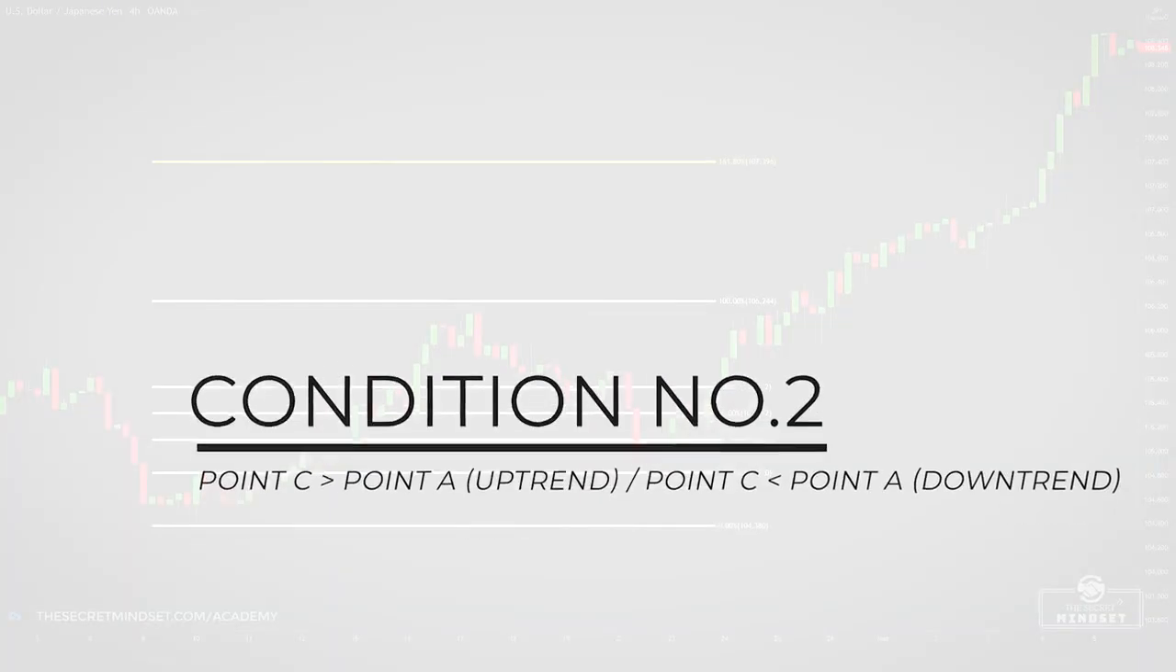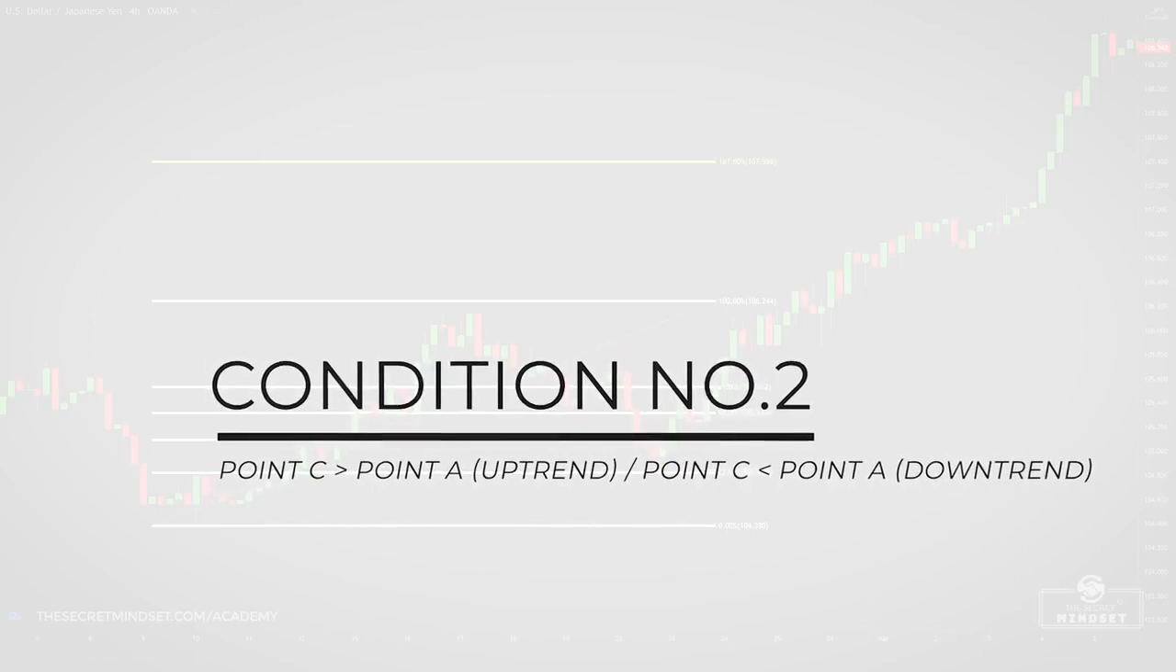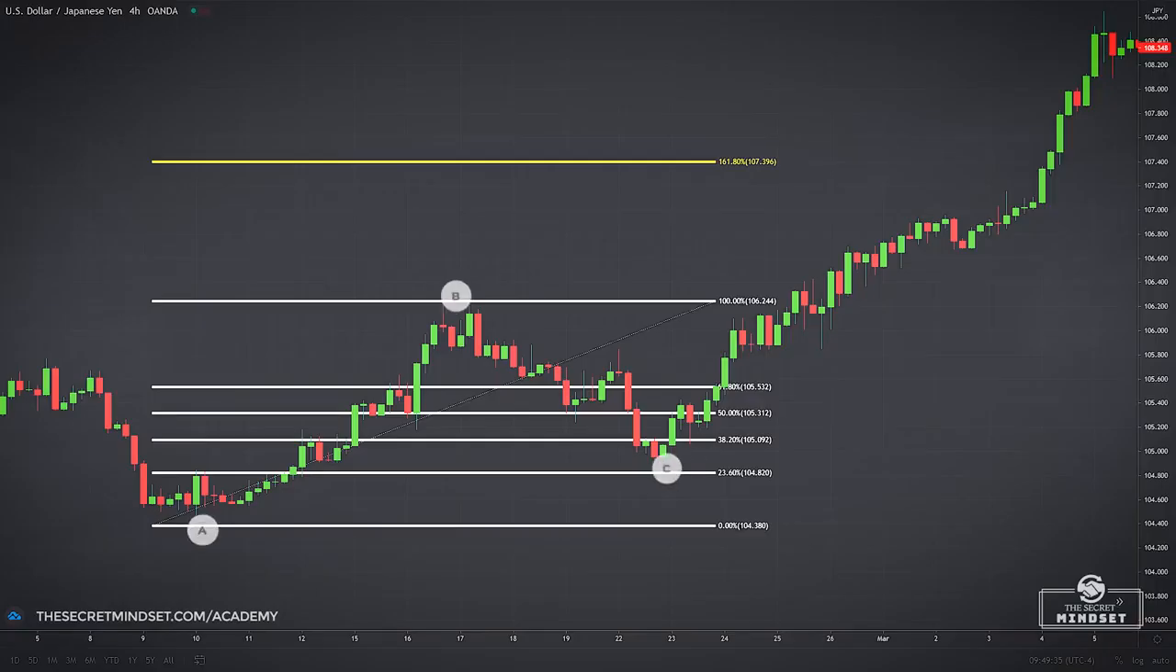Second condition, point C must be higher than point A for an up move and lower than point A for a down move. When the AB wave ends, it will lead to a price move lower in the BC wave that will retrace a portion of the wave 1 move.